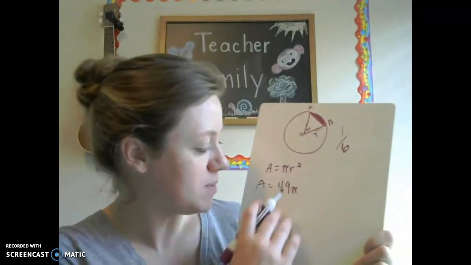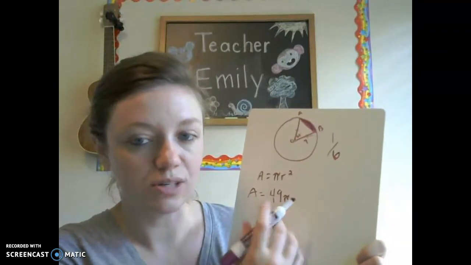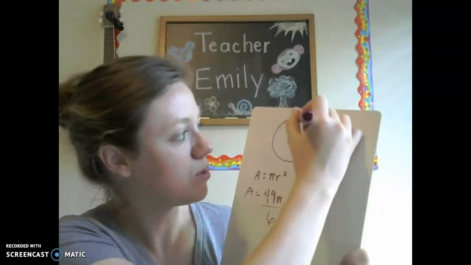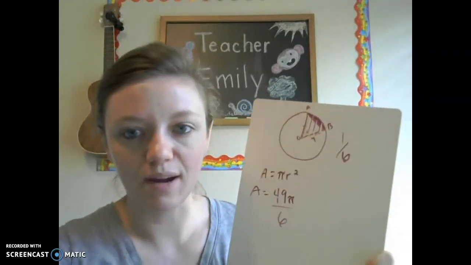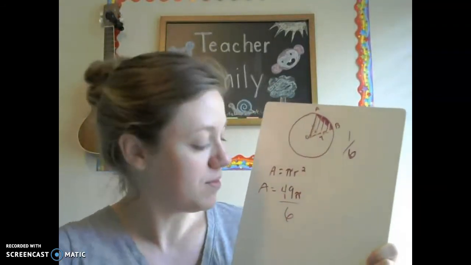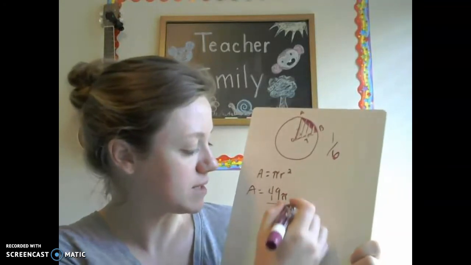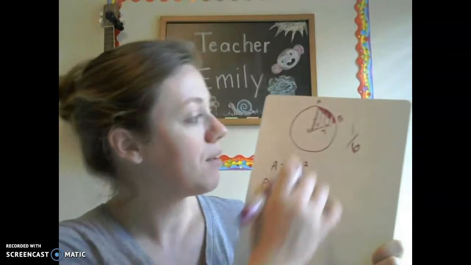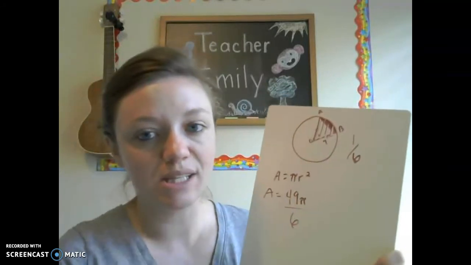So we can simply take the area of the entire circle and divide it by 6, and that will give us this whole area right there. So this 49 pi divided by 6 is the area of just this little pizza slice.